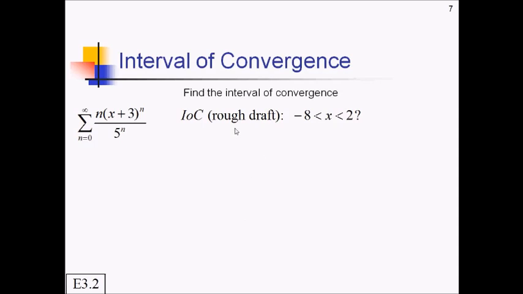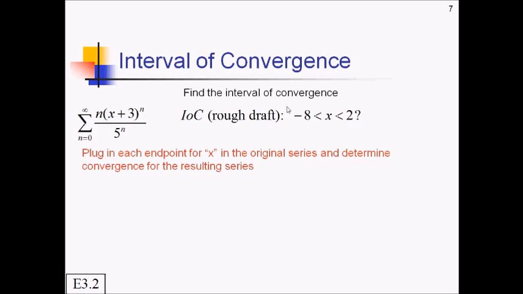We had a rough draft of our interval of convergence between negative 8 and 2, and we're trying to figure out if we converge at these endpoints to see if either of these inequalities should have an equals under them. So to get this process going, we're going to plug each of these endpoints, negative 8 and 2, in for x in the original series, and then figure out if the resulting series converges or diverges.